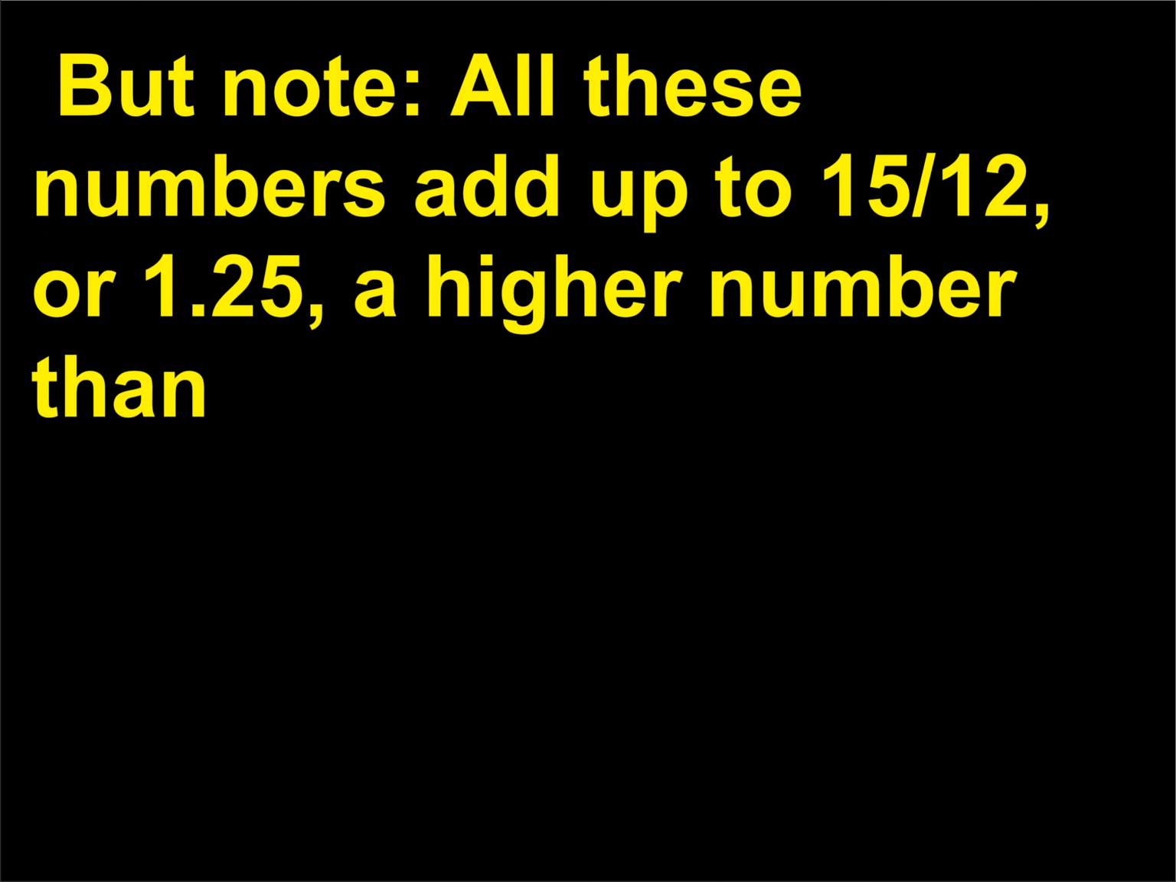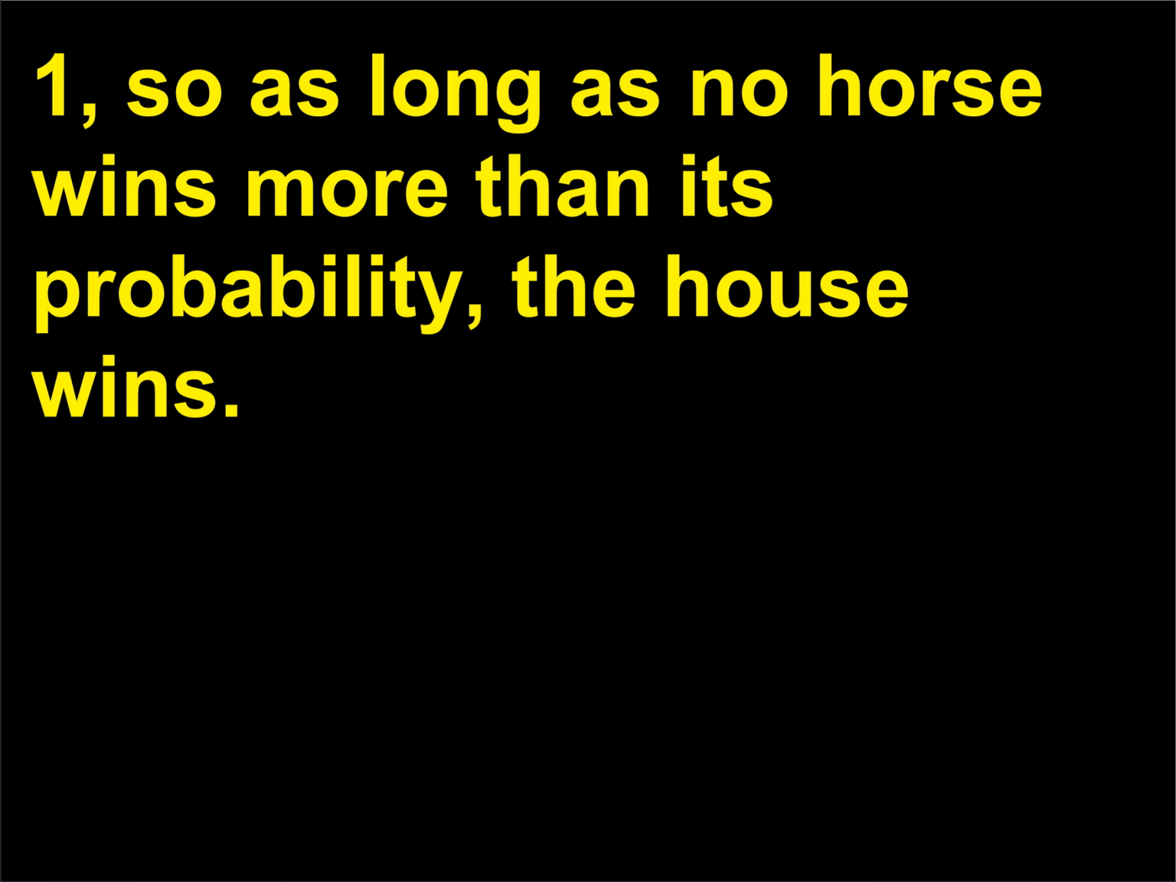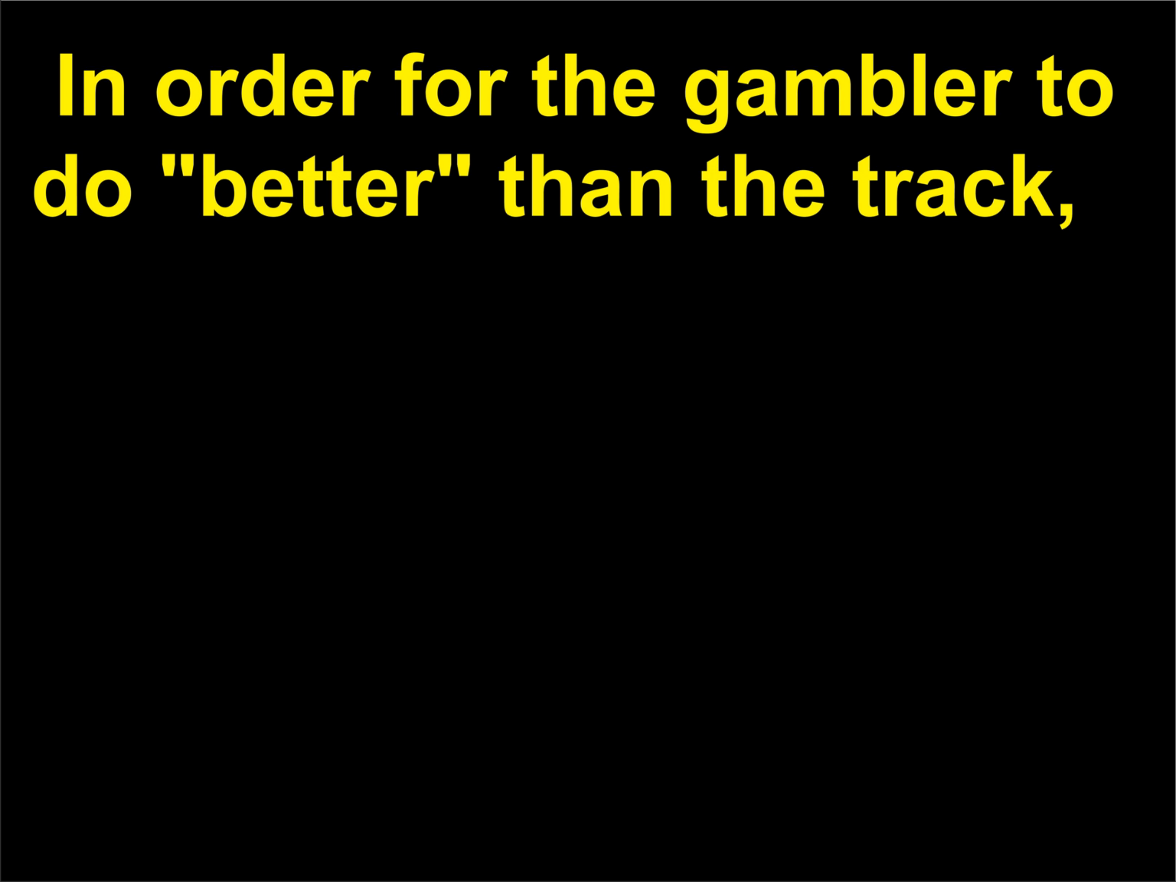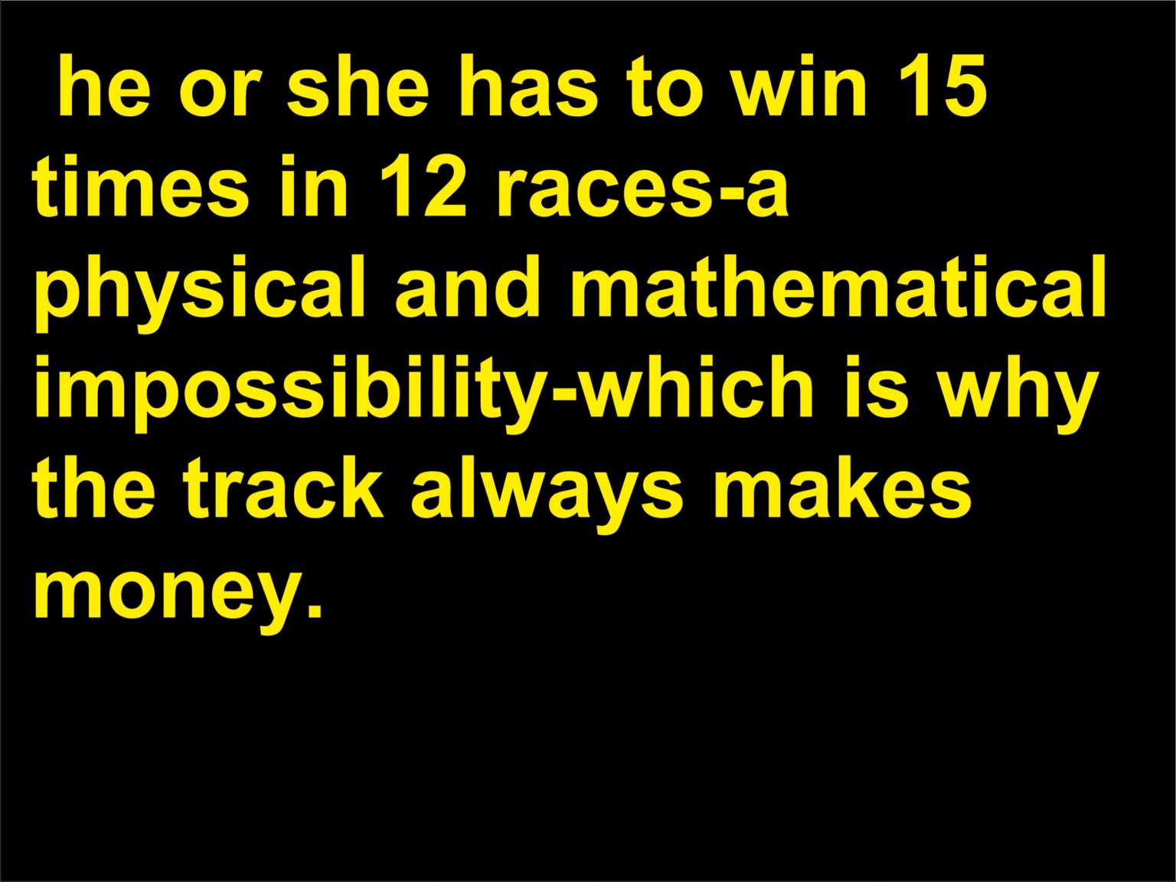But note, all these numbers add up to 15/12, or 1.25, a higher number than 1, so as long as no horse wins more than its probability, the house wins. There's another way of looking at this type of betting. In order for the gambler to do better than the track, he or she has to win 15 times in 12 races, a physical and mathematical impossibility, which is why the track always makes money.